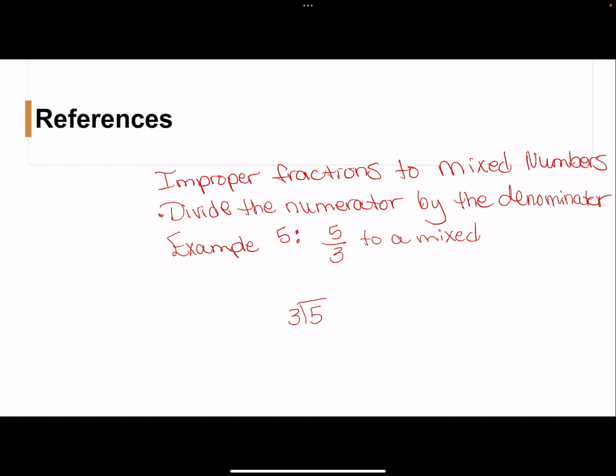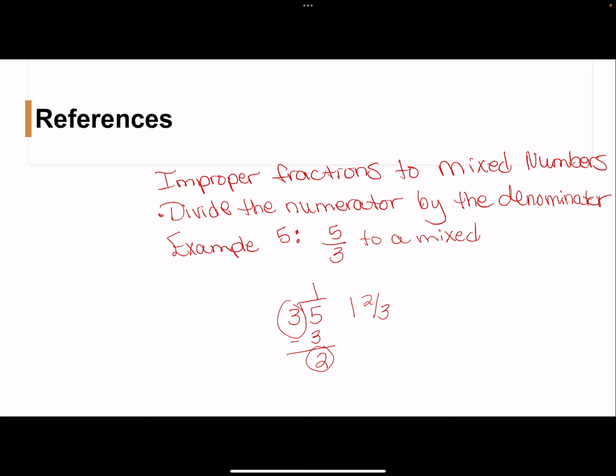So 3 goes into 5 one time, then I'm going to multiply. 1 times 3 is 3. I'm going to subtract that product, and I get 2, and this is going to be my fraction part, 2/3. So the answer is 1 2/3.